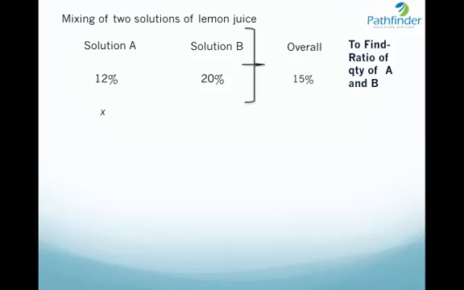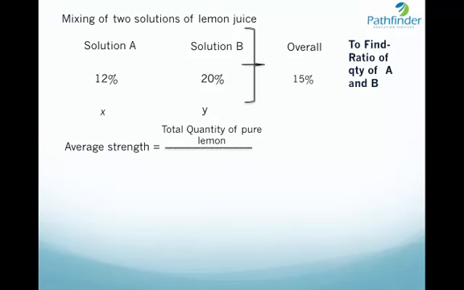Again, if we assume that there is X units of solution A and Y units of solution B, then the average strength of the solution also implies the average percentage of lemon in the solution. It is given by the total quantity of pure lemon in the solution divided by the total quantity of the solution. Now, how do you calculate the quantity of pure lemon? For example, this is 12% lemon. So if there are X units of A, then 12% of X must be pure lemon.